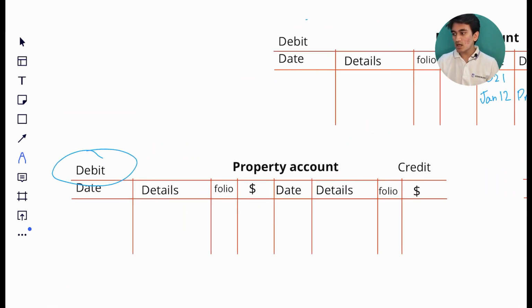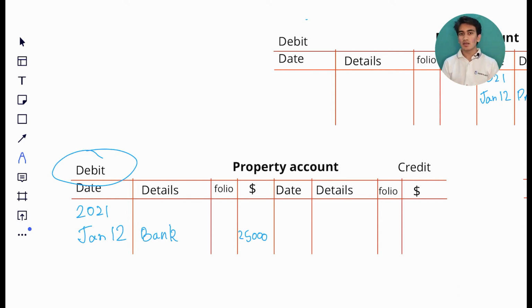Now looking at the debit side of property account. We'll write the same date, first the year 2021, then the date on which the transaction took place, January 12th. Now our property account is receiving $25,000. Where is it receiving from? The bank account. So let's write over here under details, bank account, and under dollars we'll write $25,000. Cool. So that's how an assets transaction is recorded.